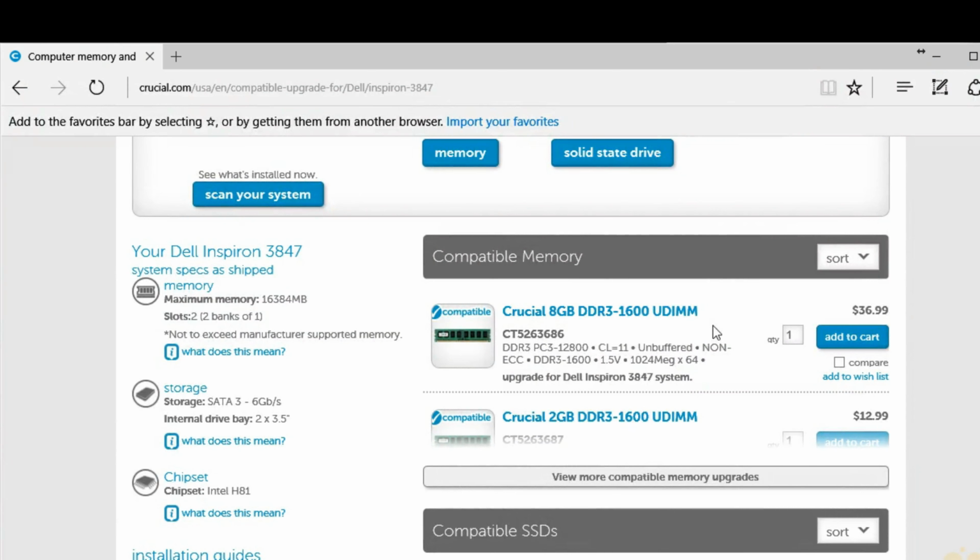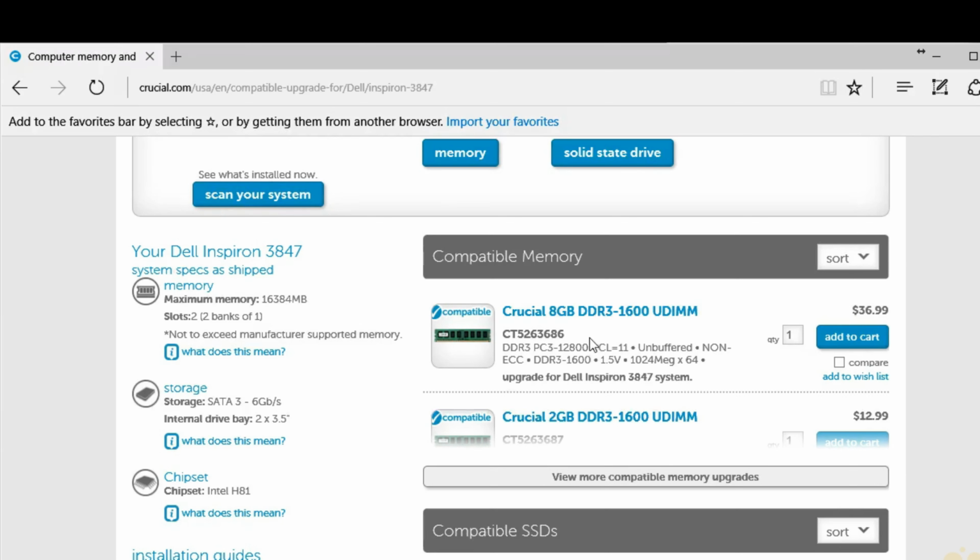Now notice what it is. It's DDR3 1600 UDIMM. Remember we talked about the UDIMM? That's the unregistered or unbuffered DIMM module. That's what we're getting, and it's that DDR3 type memory, specifically the DDR3 1600 that I brought up, which is going to allow us to operate at a 12,800 megabit per second type of speed.